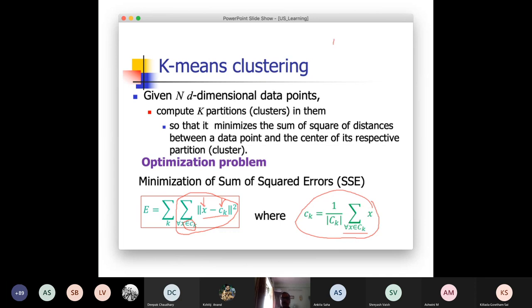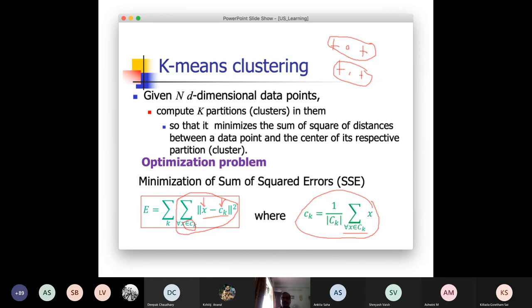So let me give you an example. Suppose you have, say, these 4 data points, and you define a partition. Say you define this partition and this partition. How do you compute the sum of squared errors? Compute the mean of this partition. Suppose this mean is here, and compute the mean of this partition.